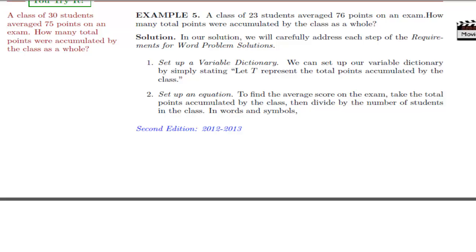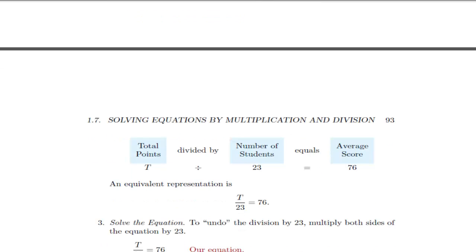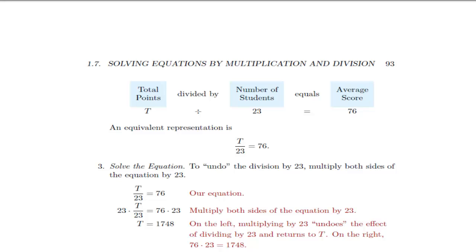Set up the equation. To find the average score on the exam, take the total points accumulated by the class, then divide by the number of students in the class. In words and symbols: the total points divided by the number of students, which is 23, is equal to the average score of 76. An equivalent equation is T divided by 23 equals 76.